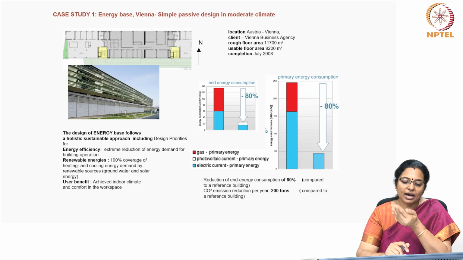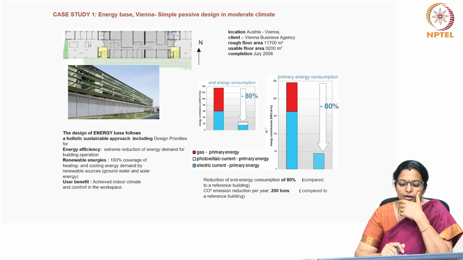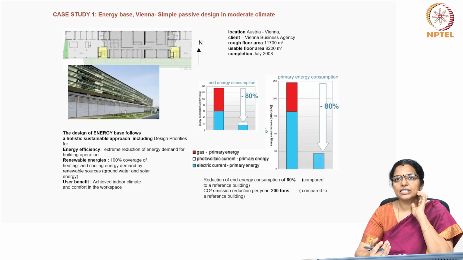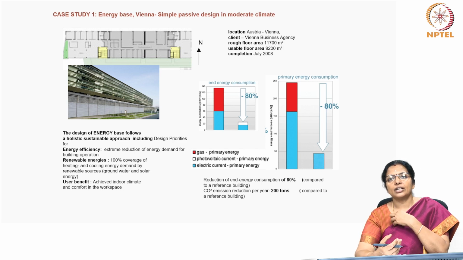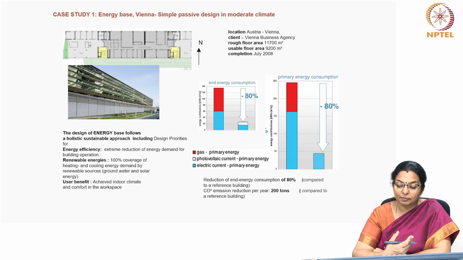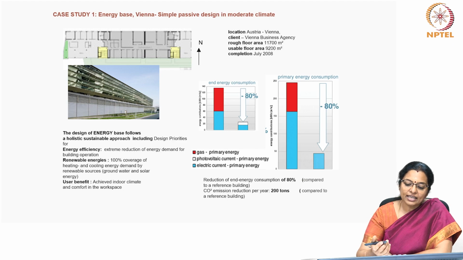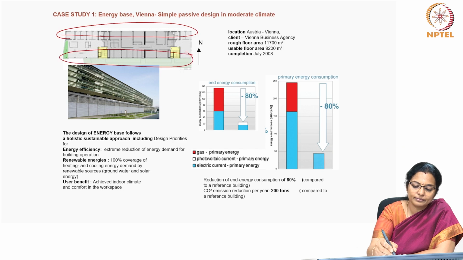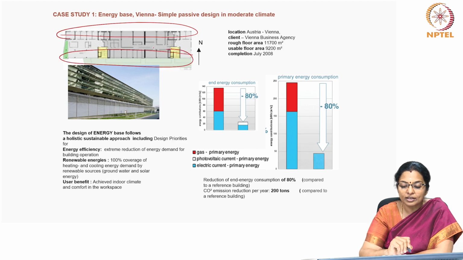We will see another building which is the Energy Base Vienna. It uses simple passive strategies in a moderate climate. Now, this follows a very holistic sustainable approach including design priorities for energy efficiency. Extreme reduction of energy demand for building operation has been demonstrated in this building. Again, if you see this building along the north and south, this building has longer surfaces. East and west is oriented along the shorter surfaces.